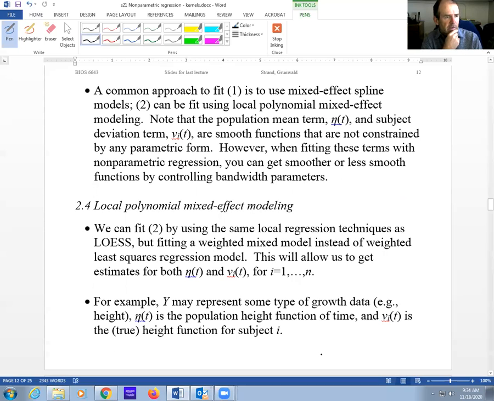Like I mentioned, we're going to use the same idea. We're going to use linear mixed models to do this, and we're going to do local polynomial regression, where we're going to add a random intercept and a random slope for time. But it's the same principle. You do a local regression, and then you repeat that process over your time points to get your smooth function.